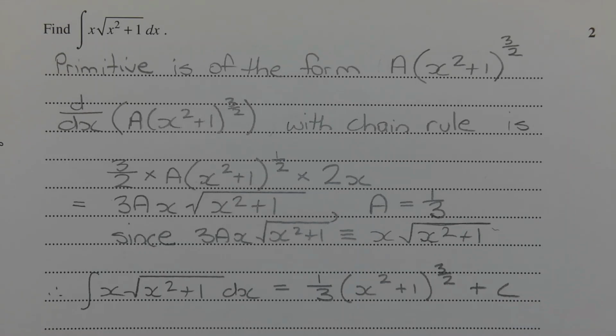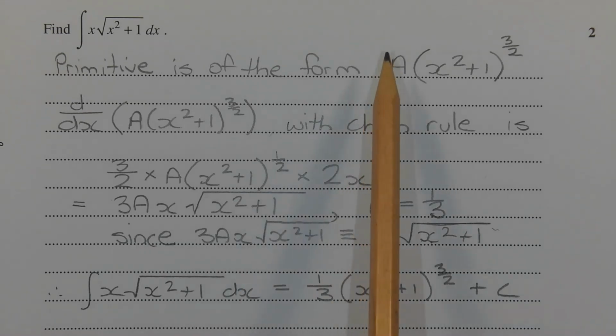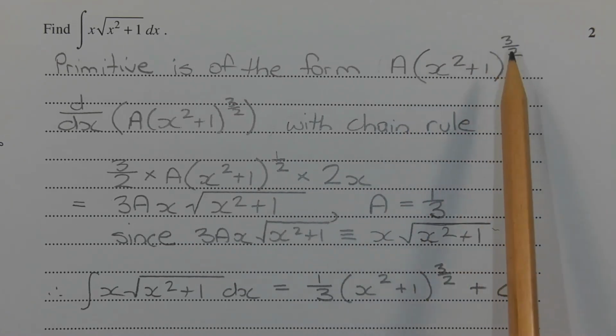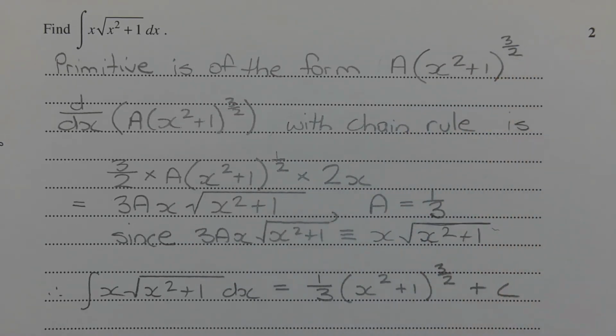That means the primitive must be 1 over 3 times x squared plus 1 in brackets to the power of 3 over 2. So the integral of x times the square root of x squared plus 1 dx is equal to 1 over 3 times x squared plus 1 in brackets to the power of 3 over 2 plus the constant of integration c.